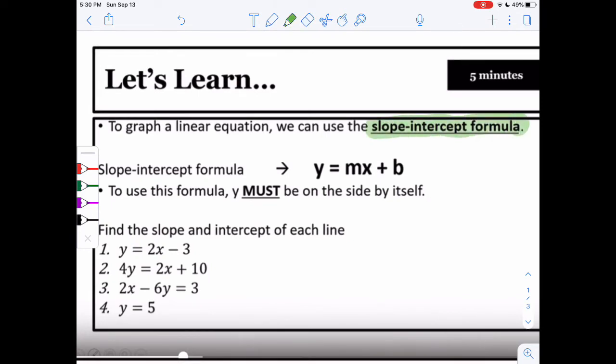We have seen this one before, and in this form it is really easy to identify two pieces of information. Slope-intercept form very easily tells you the slope, represented by letter M, and the y-intercept, represented by letter B. To use this formula, you have to make sure that y is on the side by itself. This form is really useful if you're trying to graph a linear equation. So let's take a look at a couple examples.